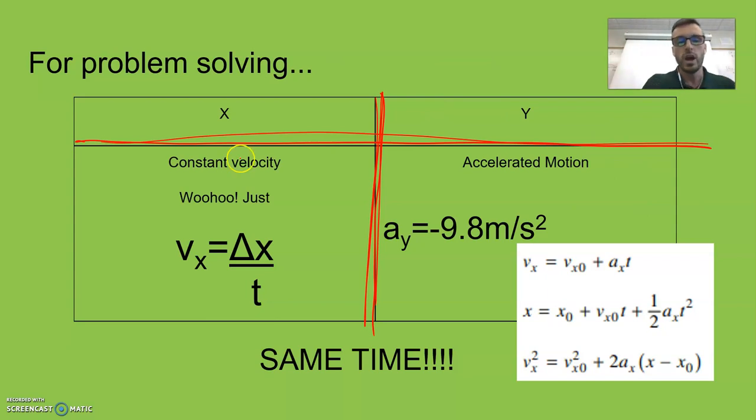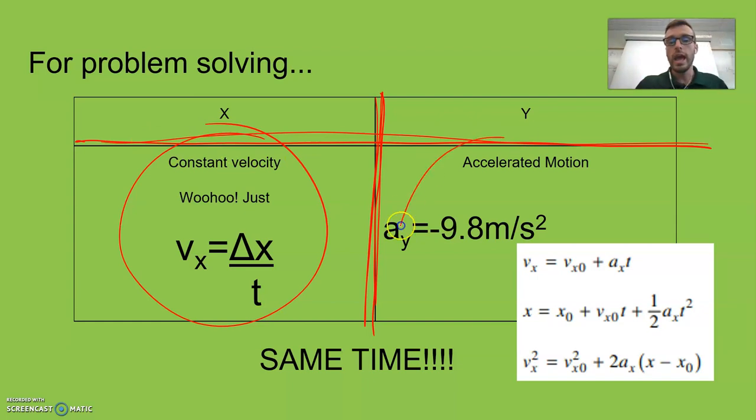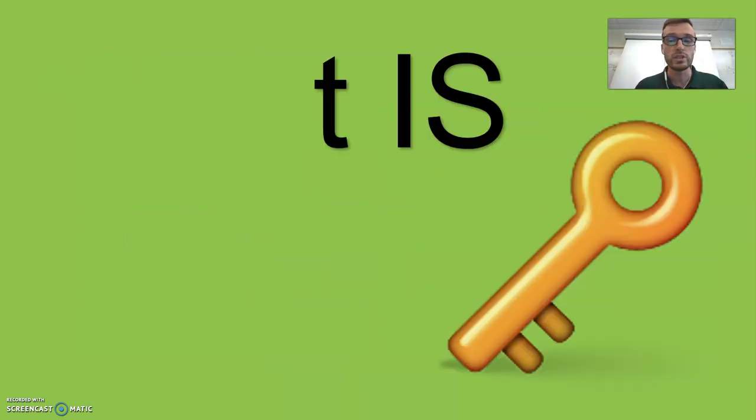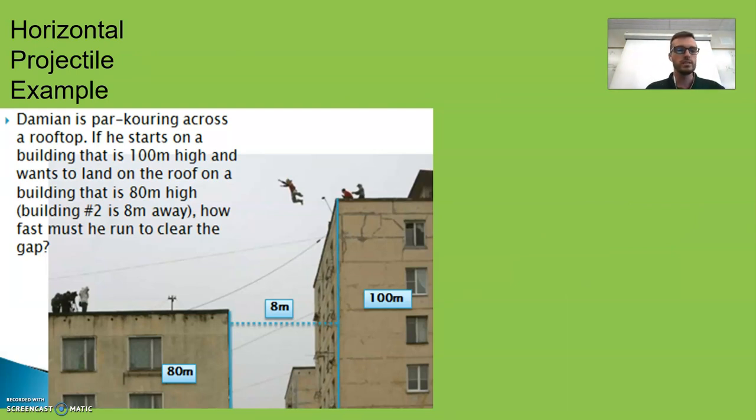This concept of, okay, we got different stuff happening in the horizontal direction, that's constant velocity, and we have accelerated motion happening in the Y direction, but they both happen in the same amount of time. They're happening independently but simultaneously. So in the Y direction, we got all these crazy equations we got to use from our equation sheet. In the X direction, it's just a constant velocity. So let's take a look at the easy one first.